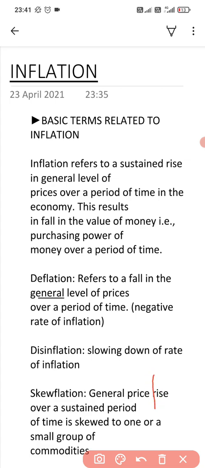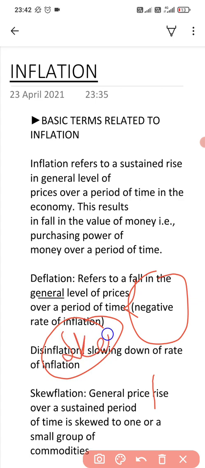Now what is skewflation? Okay, so skewflation is a general rise of price of a particular group of commodity. So you can remember this, like with skew, the rhyming matches few. So when it's skewflation, the rise of prices takes place for only a few goods, not all goods. When it's all goods, then it's inflation. When it's few goods, then it's skewflation. Okay.